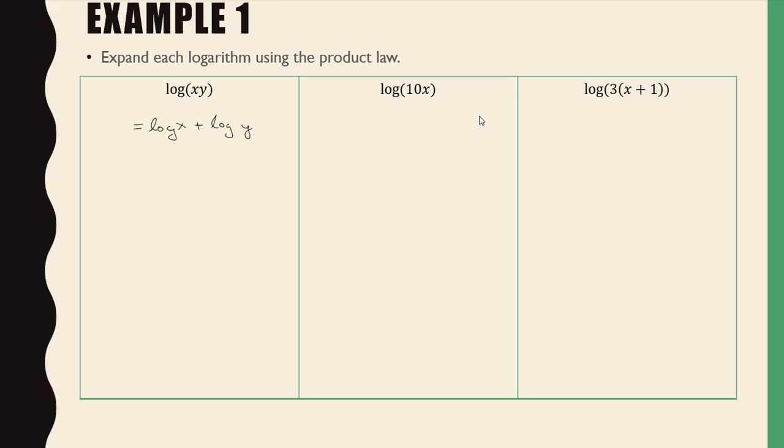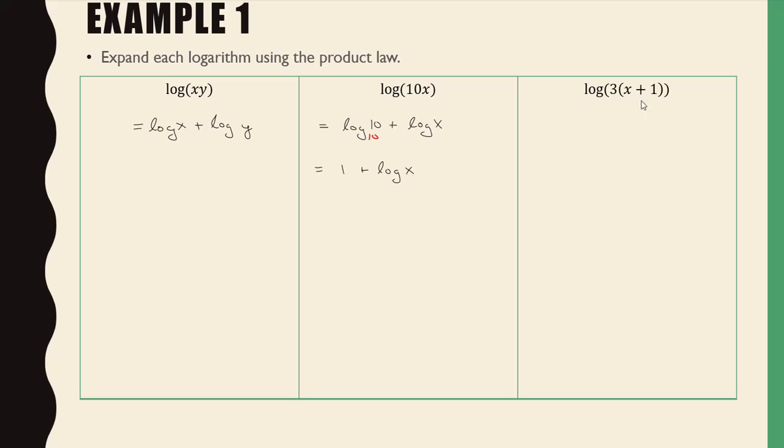Let's check out the next one. So here we have log base 10 and then brackets 10x. Well, this is a multiplication between the 10 and the x. So I can again use my product law and rewrite this as log base 10 of 10 plus log x. We're actually not done here though, because right here we have a base of 10 and our argument is 10, which means this is equal to 1. So this is actually 1 plus log x.